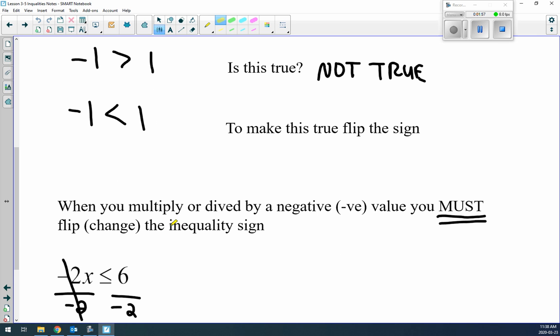So now here's the rule. When you multiply or divide by a negative value, you must flip or change the inequality sign. So that is the key rule there. When you multiply or divide by a negative, you have to change the direction of the sign.